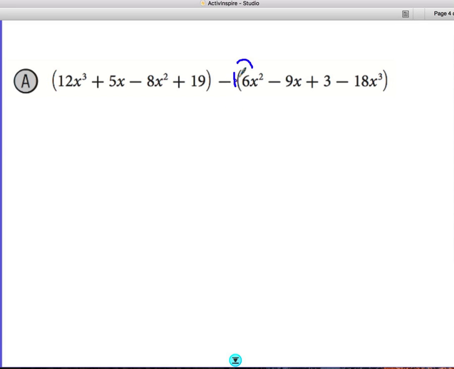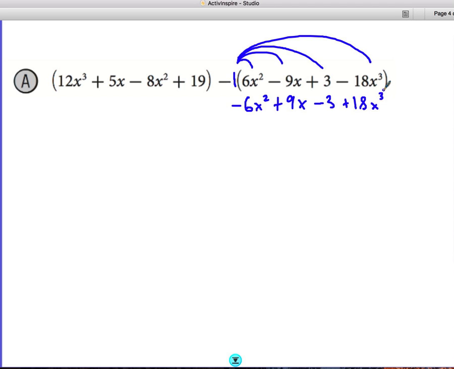So negative 1 times 6x squared is negative 6x squared. Negative 1 times negative 9 is positive 9x. Negative 1 times 3 is negative 3. And negative 1 times negative 18 is positive 18x cubed. And after we did that first step, let's go and write that down.